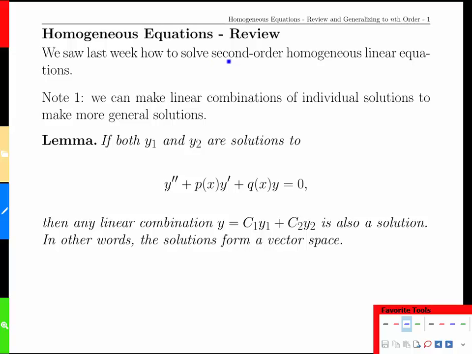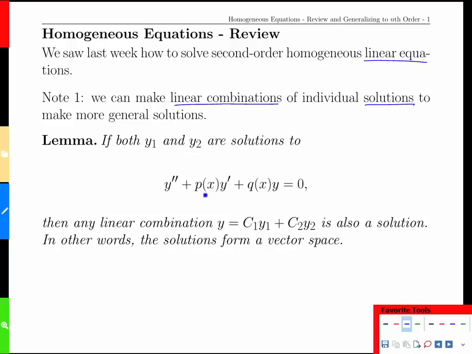Last week we saw how we could solve second-order homogeneous linear differential equations, most of which had constant coefficients. We'll explore that in more detail as we go through. One of the key ideas from that, though, which was due to the linearity of the equations, is that we could combine the solutions as linear combinations as well.